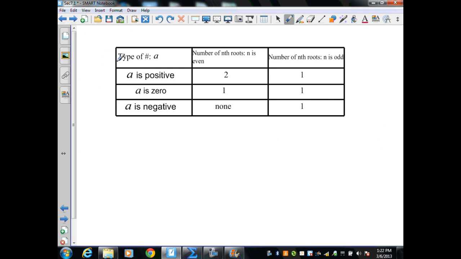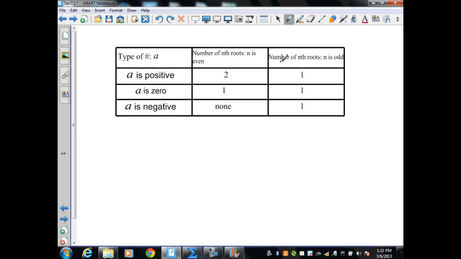Let's take a look at this chart. This is the type of radicand I have, whether it's positive, whether my radicand is 0, or whether my radicand is negative. This is if my number of nth roots is an even index, and number of nth roots is an odd index. If I have a positive radicand and an even index, I have 2 solutions, one positive, one negative. If it is 0, the square root of 0 or the 4th root of 0, my solution has one possible value, which is 0. If my radicand is negative, I cannot perform that operation.